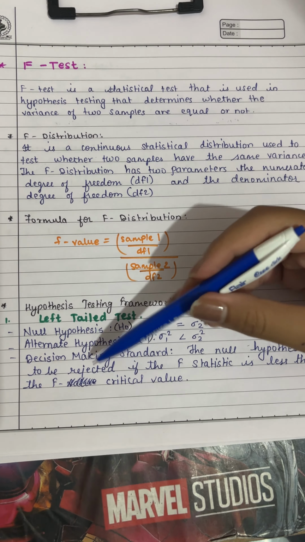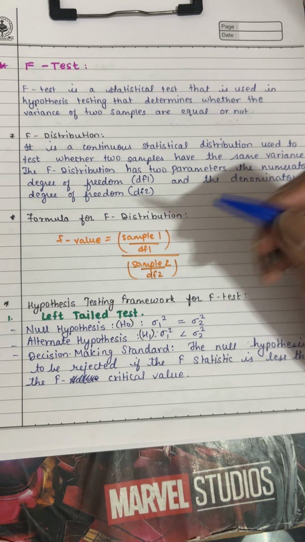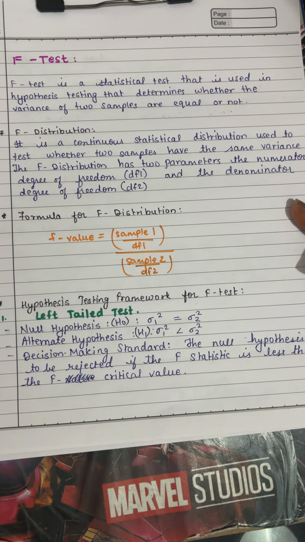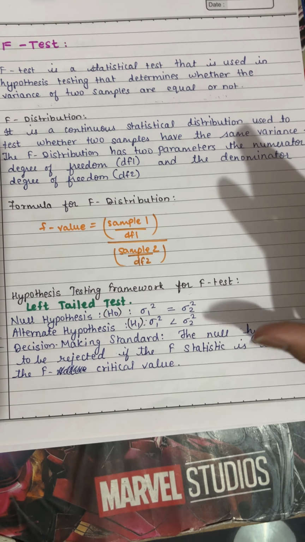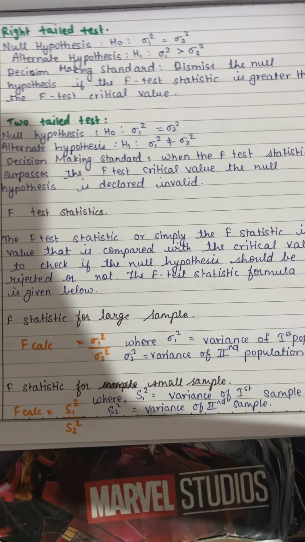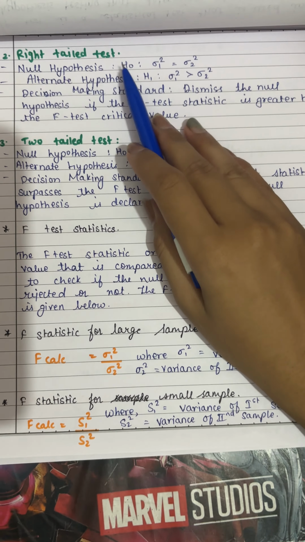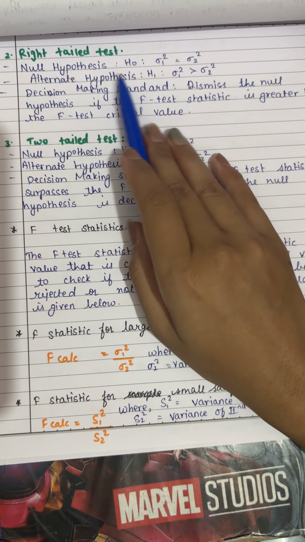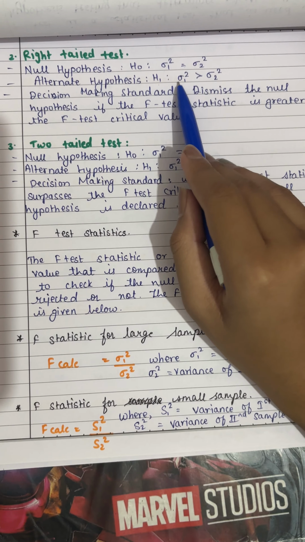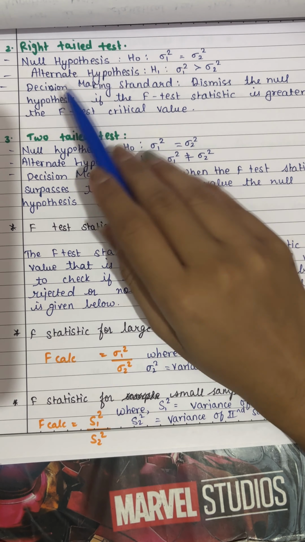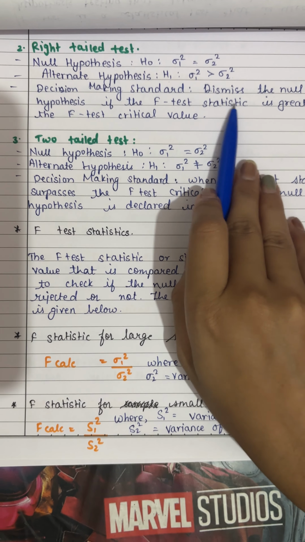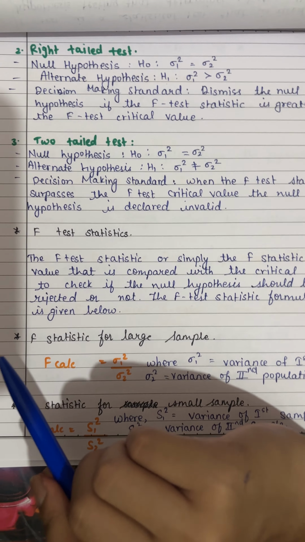Okay, in this the decision making standard is that the null hypothesis is to be rejected if the F statistic is less than the F critical value. Then we have the right tail test. In this we have the null hypothesis sigma 1 square is equal to sigma 2 square, but here the alternate hypothesis H1 is sigma 1 square greater than sigma 2 square, where the decision making standard can be said as: dismiss the null hypothesis if the F test statistic is greater than the F test critical value.